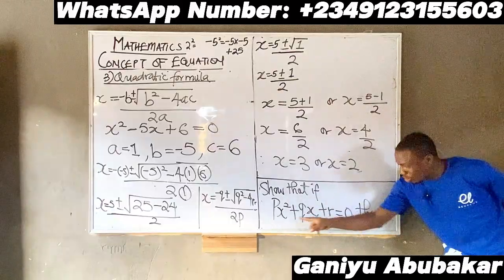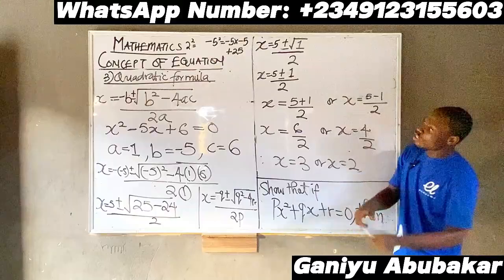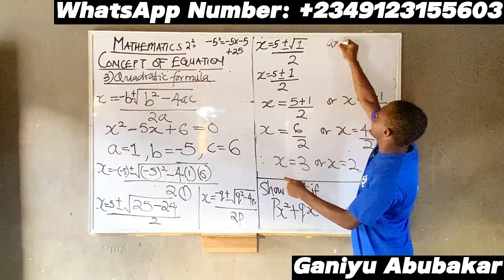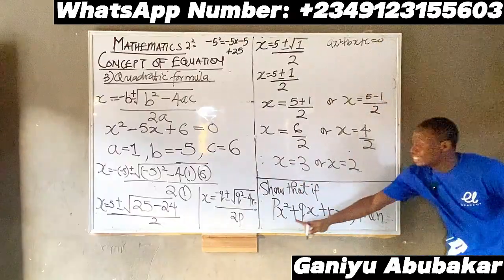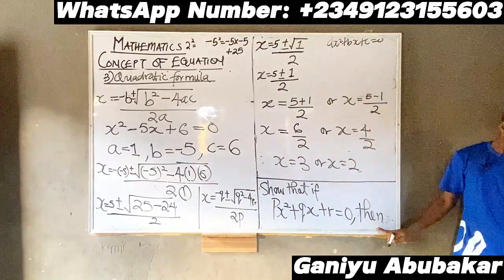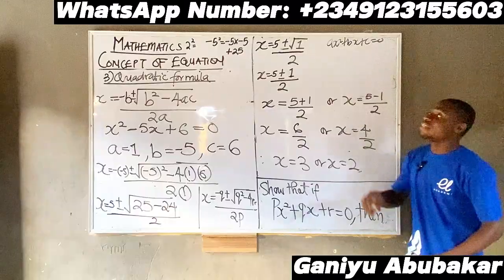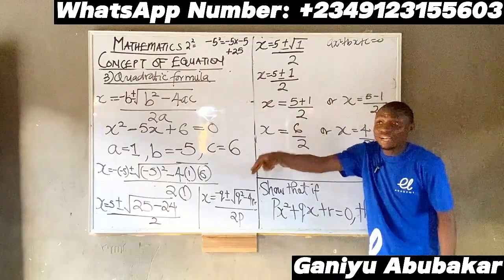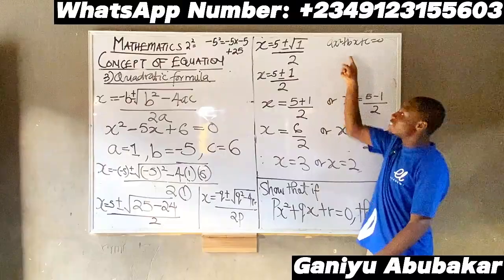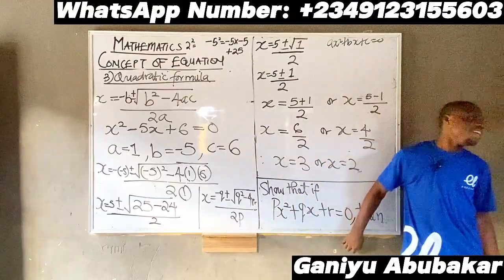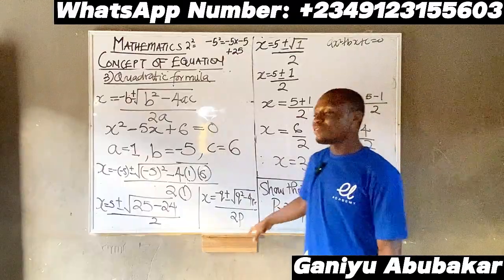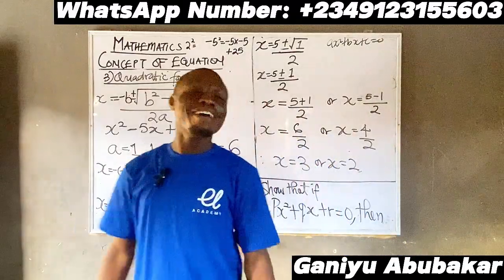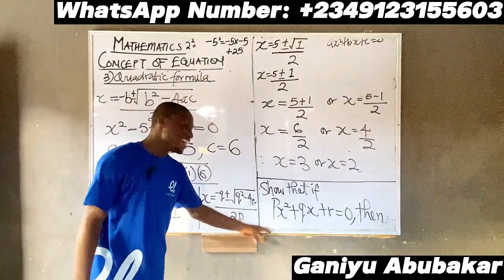So this equation is not like the other equation, the one that says ax squared plus bx plus c equals 0. So this one now and that are similar. So you now apply the second method, which is called completing the square, to solve this, and you get this answer.